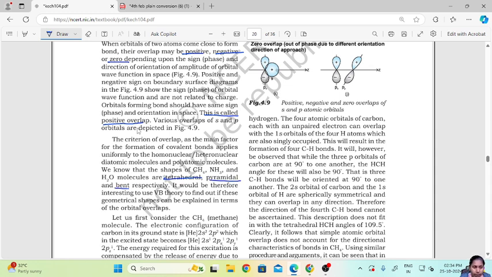tetrahedral, pyramidal and bent respectively. So CH4 has a tetrahedral structure, NH3 has a pyramidal structure and H2O has a bent structure. Now it would therefore be interesting to use VB theory to find out if these geometrical shapes can be explained in terms of the orbital overlaps. So valence bond theory is used to find out whether the geometrical shapes can be explained in terms of their orbital overlaps.